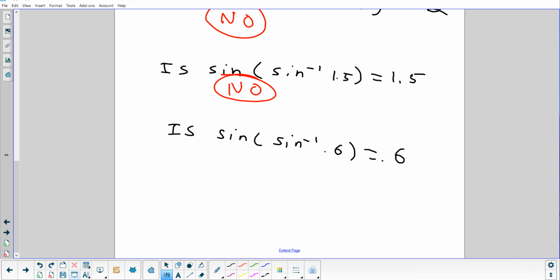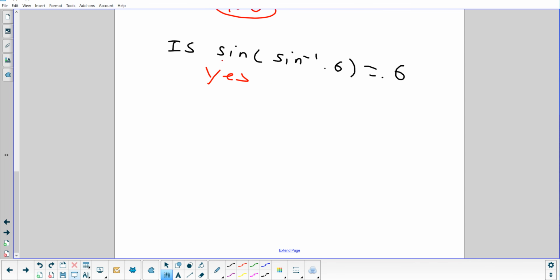Hey, how about this one? The sine of the inverse sine of 0.6. Would that equal 0.6? Think about what formula it is, and then look up what numbers you're supposed to be between, and then ask yourself if that number is between them. Yes, because what are you supposed to be between? Negative 1 and 1. And the inverse is on the inside. This formula works if you're between negative 1 and 1. So the answer there is yes.